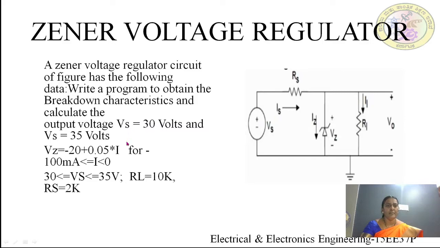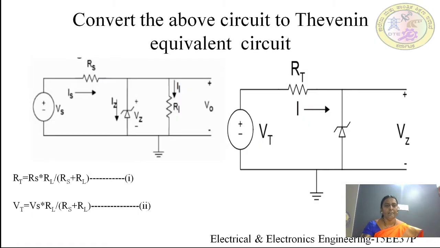For this circuit, the data given are Vs varies from 30 to 35 volts, RL is equal to 10 kilo ohm, Rs is equal to 2 kilo ohm, and Vz is equal to minus 20 plus 0.05 into I, for the current varying from 100 milliamps to 0. These are the given data.